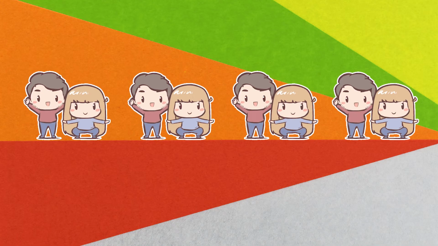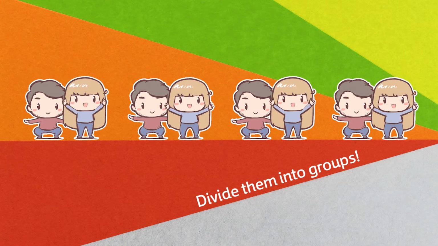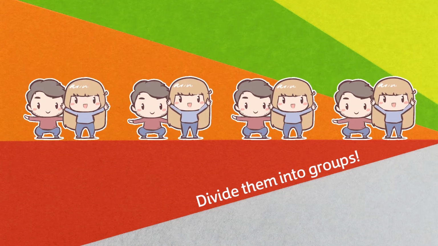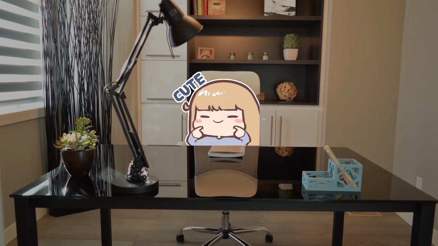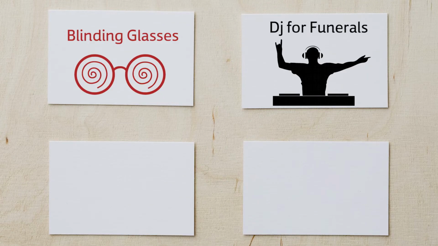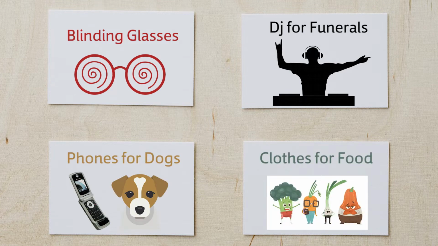And this is what your precious students are going to do. For this one, it's better if they work in teams, and preferably 4 teams because I have 4 genius ideas, but of course you can add more. Here are the ones I use and I got them from my colleague. Blinding glasses, DJ for funerals, phones for dogs, clothes for food.